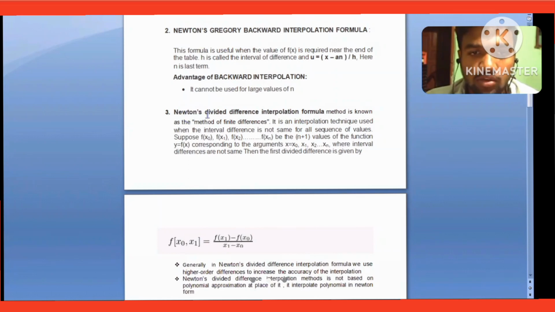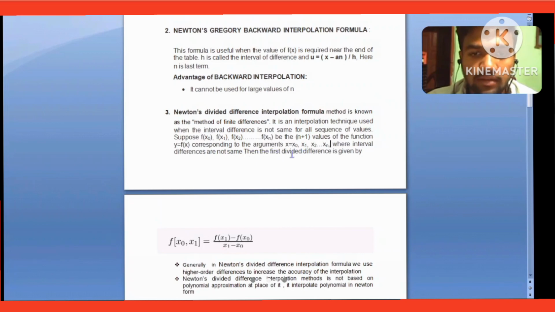Third is Newton divided difference interpolation formula. This method is also known as the finite difference. Okay, it is an interpolation technique used when the interval difference is not the same for all the sequence of values. Suppose f(x0), f(x1) till f(xn) be the n plus 1 values. Here n plus 1 values is 4 because we are also considering f(x0). The value of the function y equals f(x) corresponds to the arguments x equal to x0, x1, x2 till xn, where interval differences are not the same.